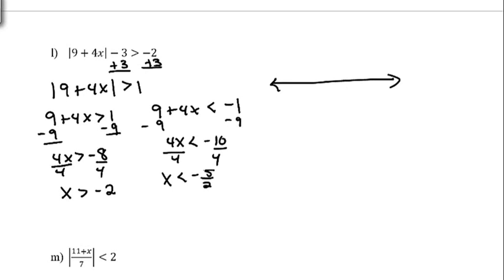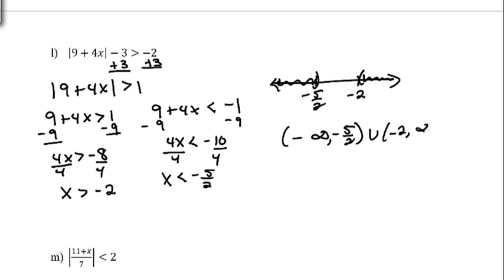And putting this on a graph, just be careful, this is negative 2.5, so that would come first. And this one says x is greater than negative 2, so that would be a round bracket and everything to the right. This says x is less than negative 5/2, so round bracket and everything to the left. So it's going to be the outer intervals, negative infinity to negative 5/2, union negative 2 up to positive infinity, and we have round brackets everywhere because our problem did not have an equal sign.